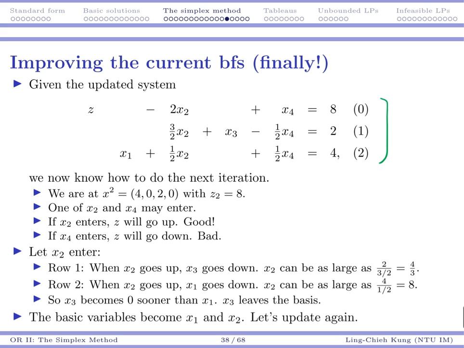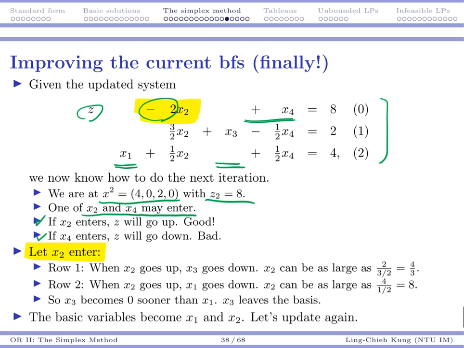So now let's look at how this new system would help us. We are looking at this new solution (4, 0, 2, 0). So x1 and x3 are basic, 4 and 2, and z is 8, no problem. Now one of x2 and x4 may enter. If x2 enters, we can see that the coefficient is negative, so z would go up. That's great. If x4 enters, however, that would decrease your objective value z. That's bad. So very quickly we see that x2 is a good entering variable because its coefficient is negative. Once x2 enters, row 1 says it has some impact on x3, and row 2 says x2 has some impact on x1. And we all know how to do the calculations.